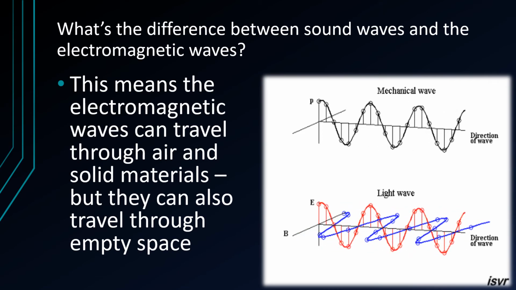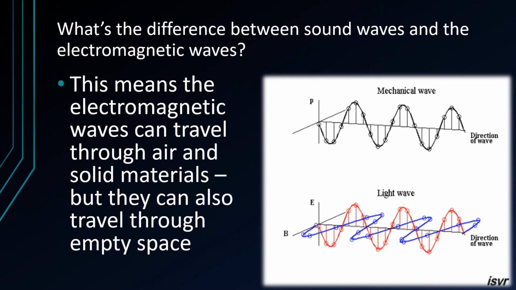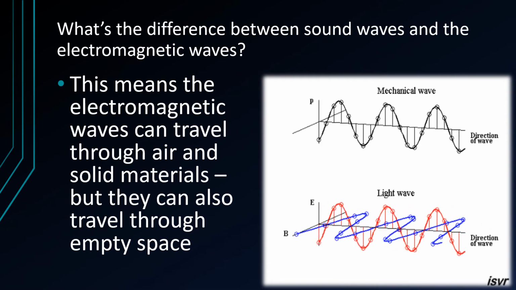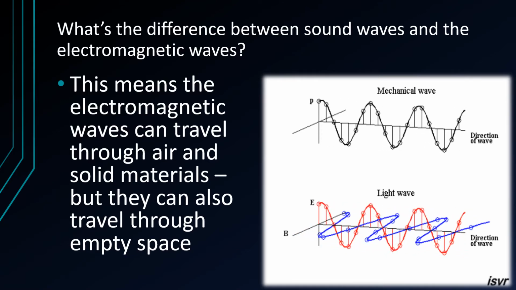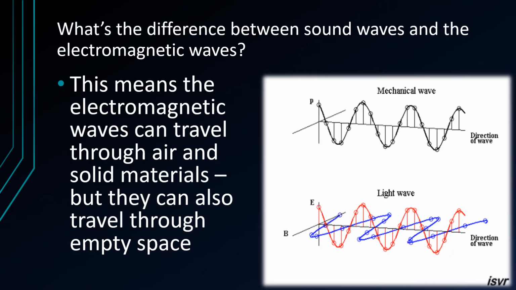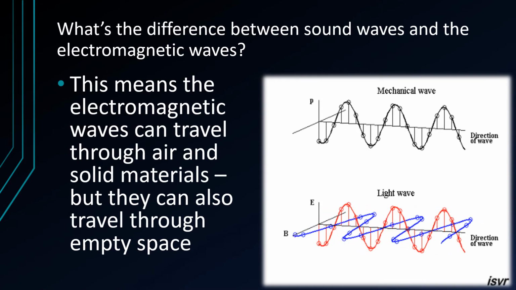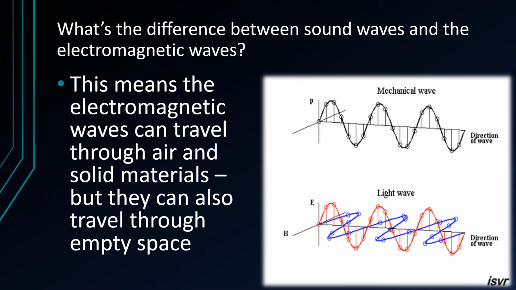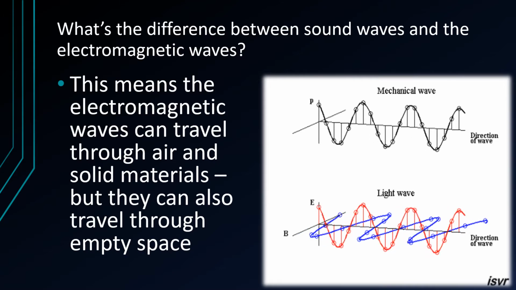This means the electromagnetic waves can travel through air and solid materials, but they can also travel through empty space. So they don't need anything to make them move. Whereas sound waves, the reason we sound the way we do is because our voices are vibrating the air. So that old phrase, in space, no one can hear you scream, is absolutely true.